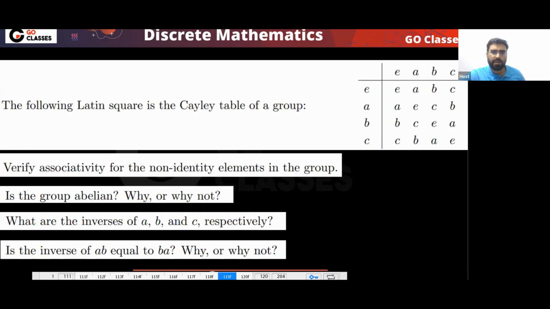Okay. Anyway, let's move on. Just quickly tell me about this Cayley table. This is a small Cayley table. For this Cayley table, you quickly tell me.